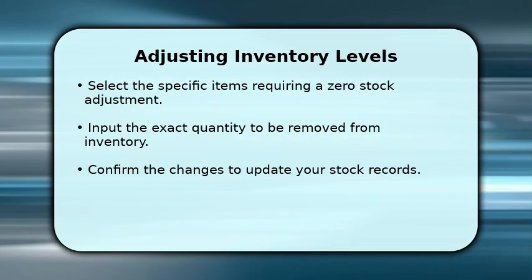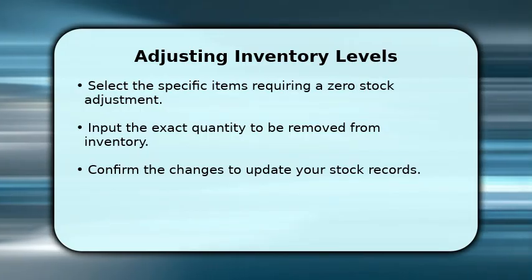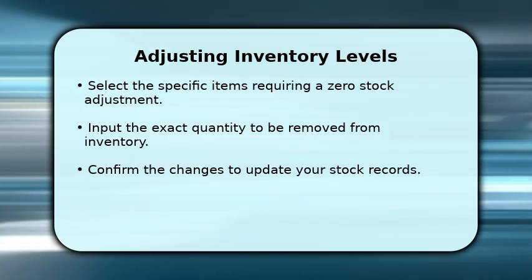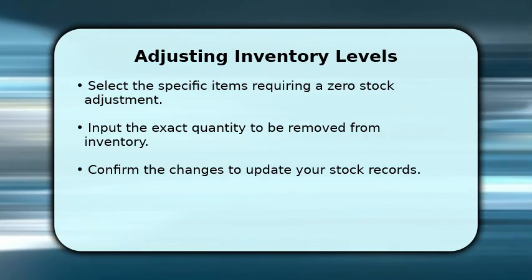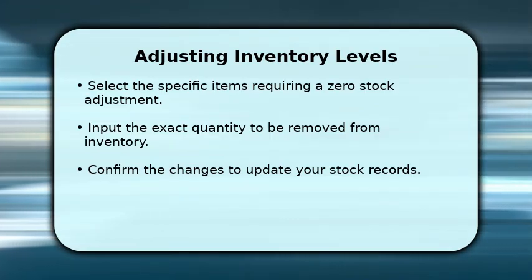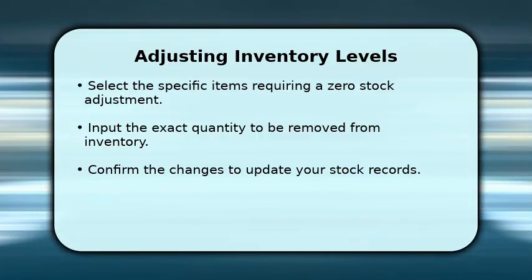Once in the stock adjustment screen, you will need to search for the particular item you wish to zero out. Enter the item code or name to find it quickly. Next, specify the quantity to be adjusted. For example, if you have 5 units, you would enter 5 to bring the stock to 0. Double-check your entries before proceeding to ensure accuracy and prevent errors in your inventory.